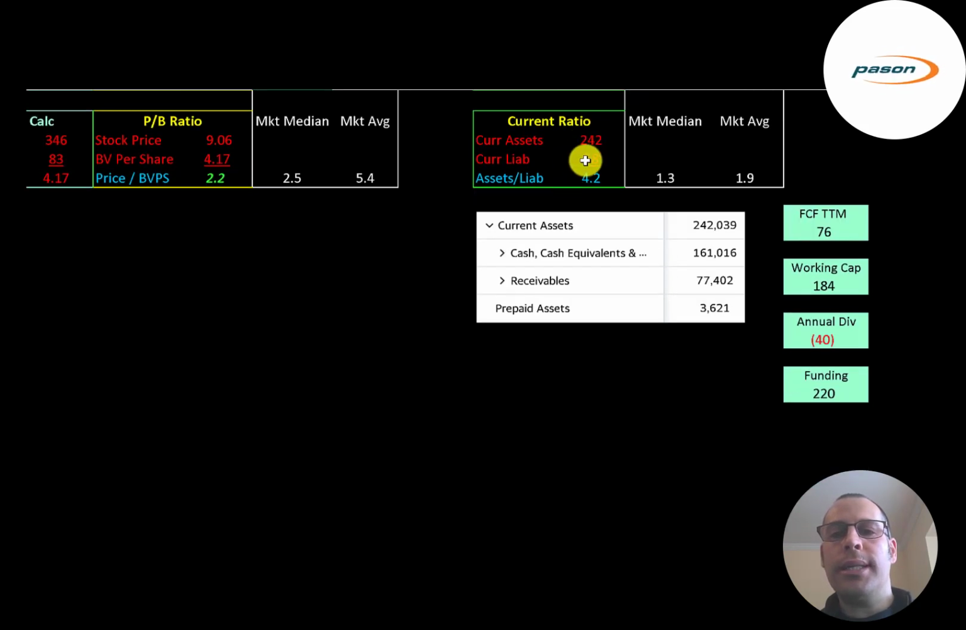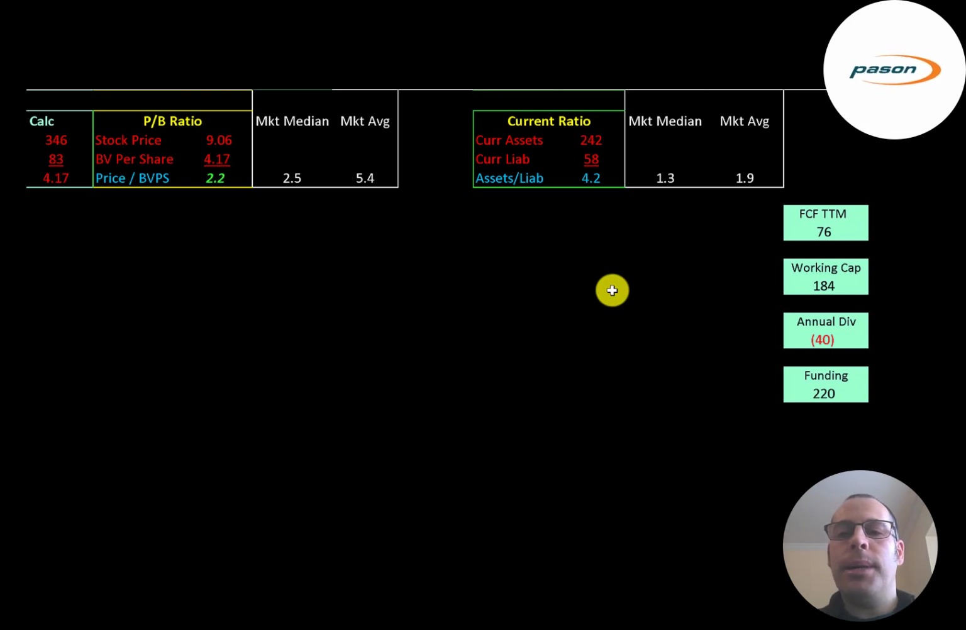Current ratio is current assets over current liabilities. They have way more than enough current assets to cover their current liabilities. And their current assets are $161 million of cash and $77 million of receivables. It does appear the company has enough money to run its business over the next 12 months without needing to take on more debt. Their free cash flow in the trailing 12 months was $76 million, working capital of $184 million, and they have a $40 million dividend payment. So my calculation is they have $220 million of capital.